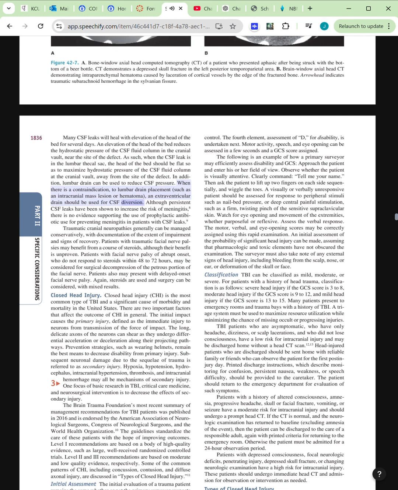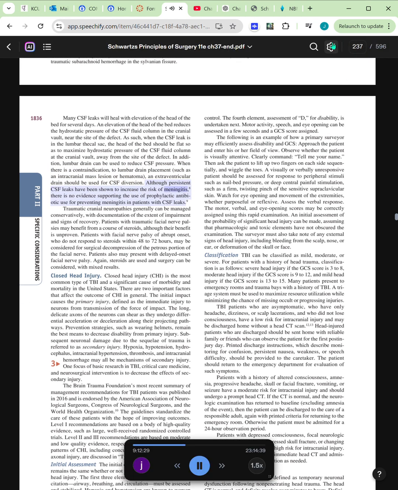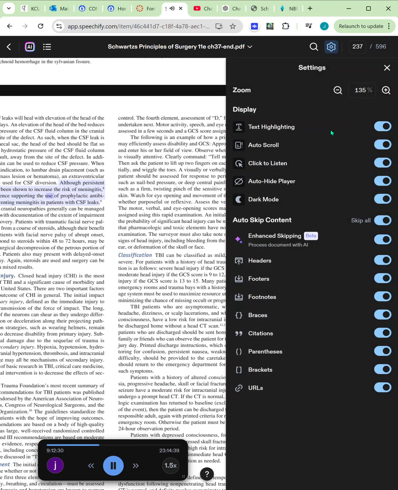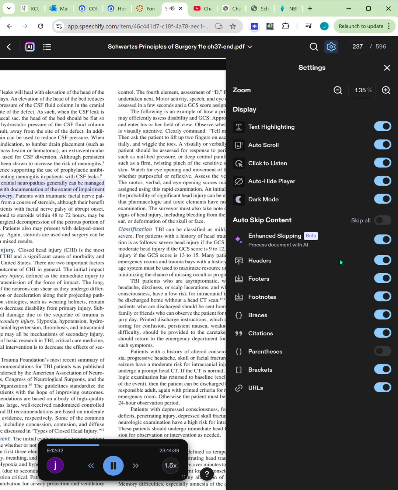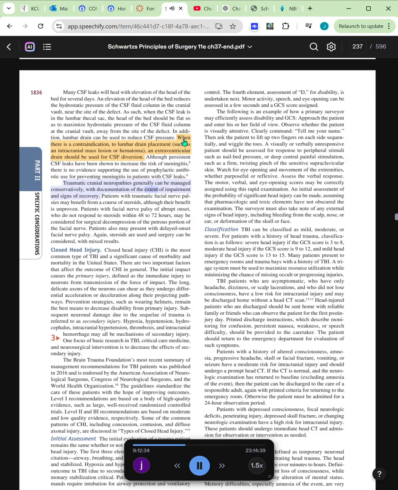Although persistent CSF leaks have been shown to increase the risk of meningitis, there is no evidence supporting the use of prophylactic antibiotics for preventing meningitis in patients with CSF leaks. Traumatic cranial neuropathies generally can be managed conservatively, with documentation of the extent of impairment.